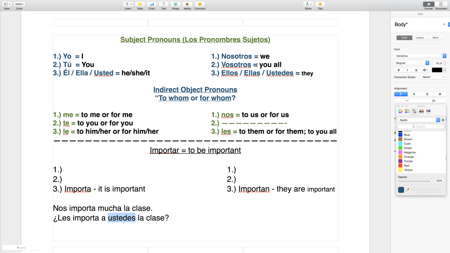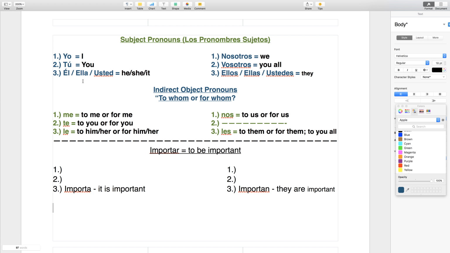Remember, ustedes is another way of saying you all. Ustedes is a way of saying you all or y'all. Les importa a ustedes, isn't it important to y'all? Les and ustedes are together. La clase. Is the class important to y'all? And someone replies with nos importa mucho la clase. To us, it is important a lot, the class. The class is important to us a lot.